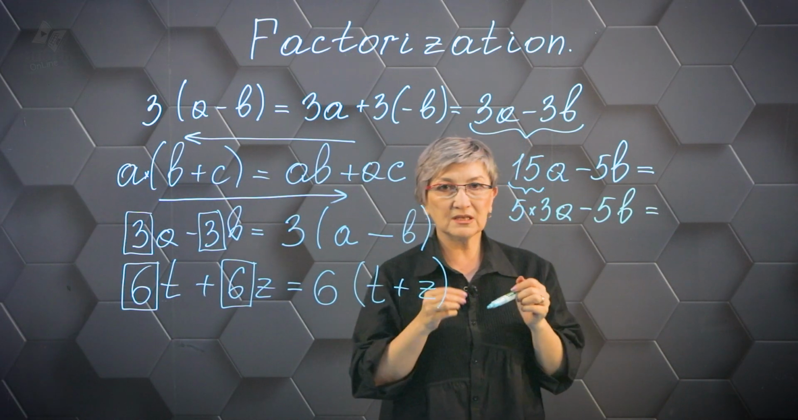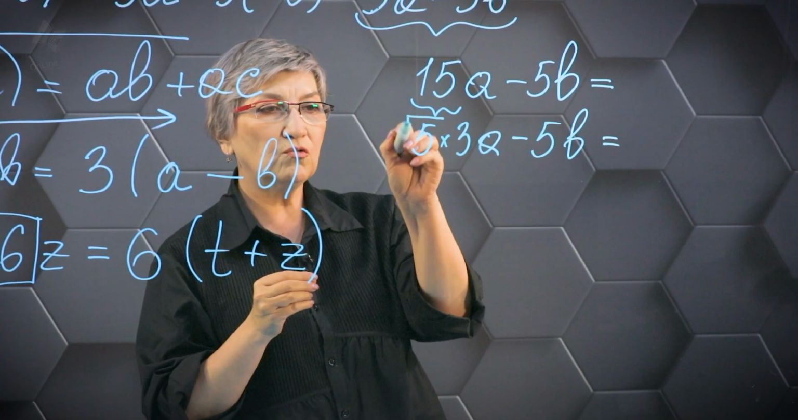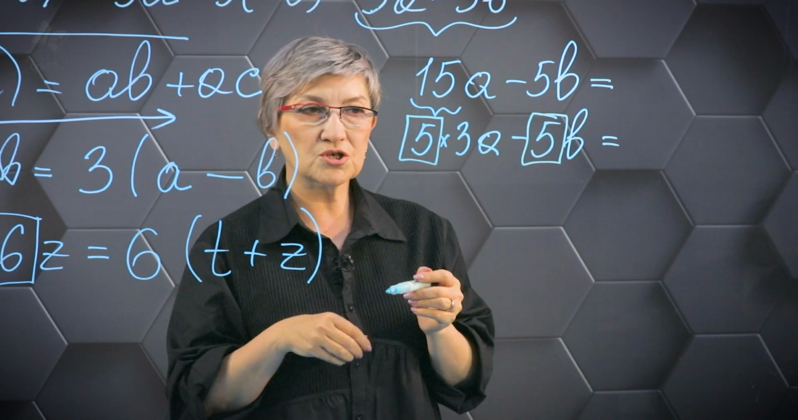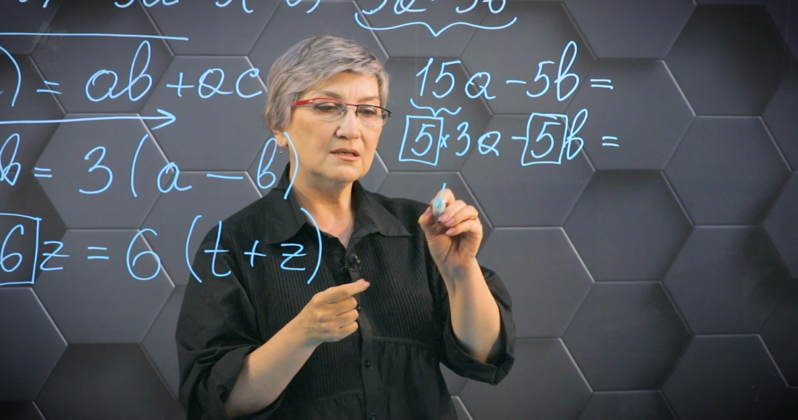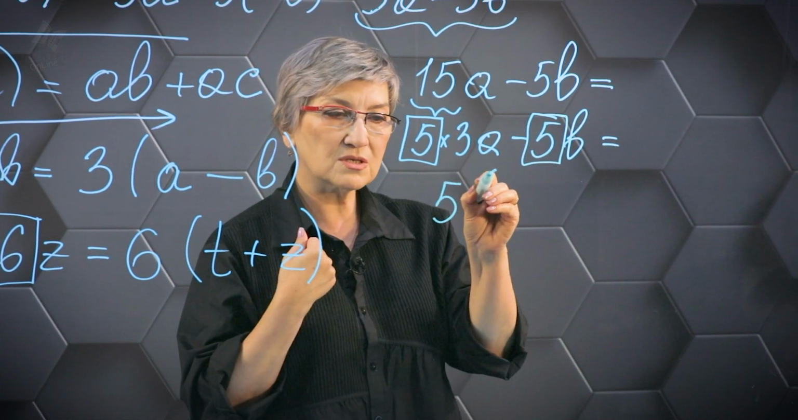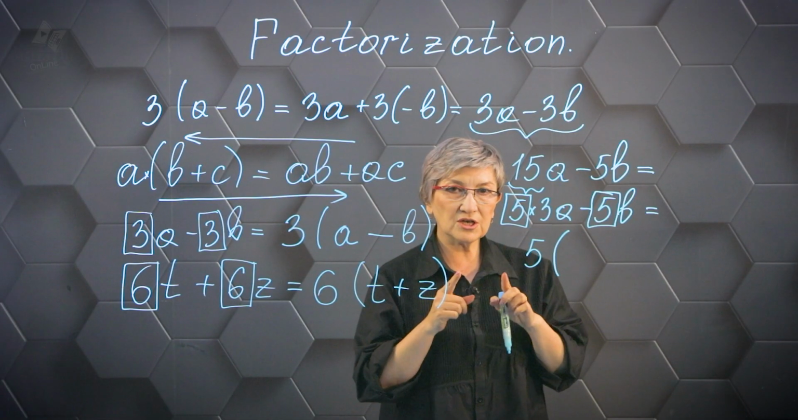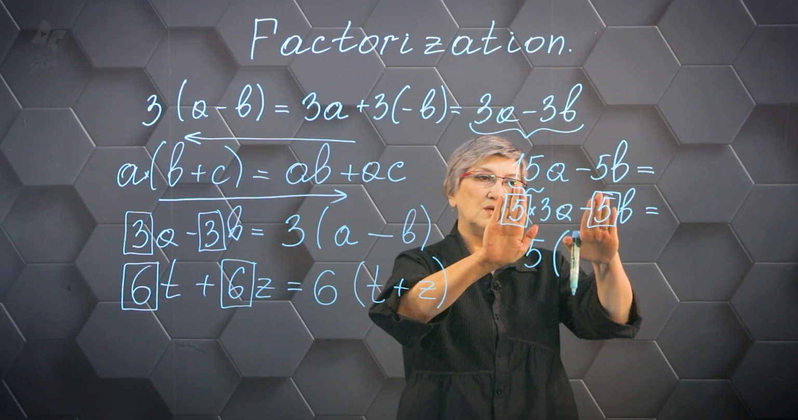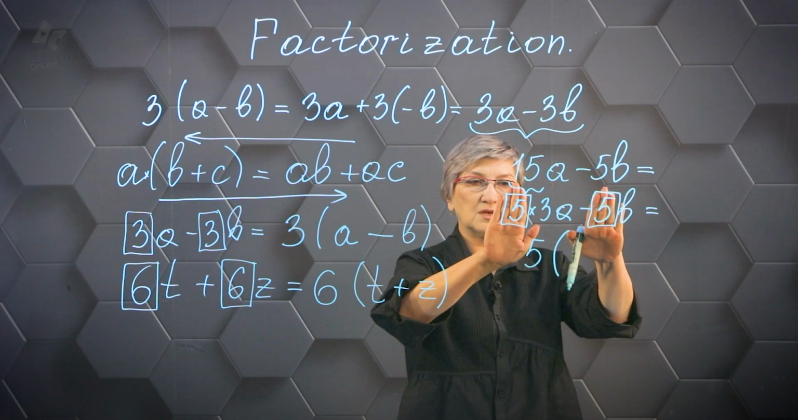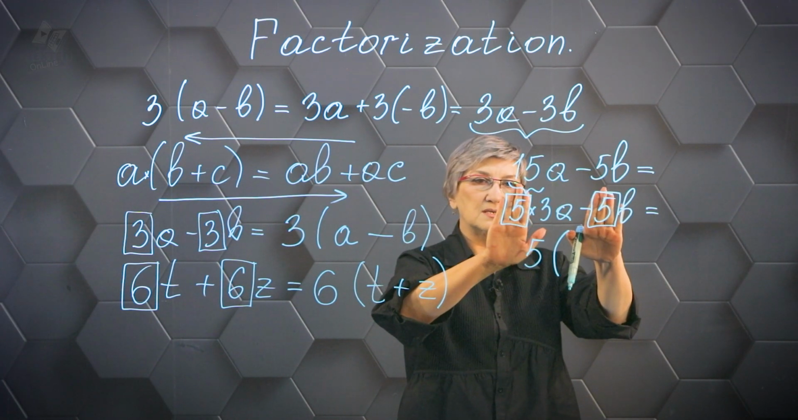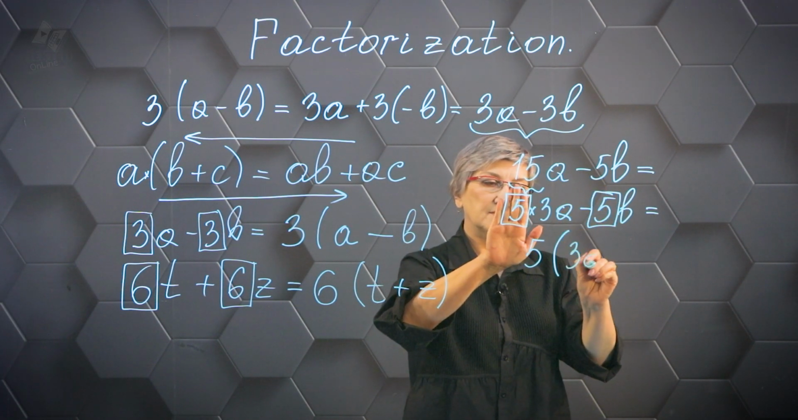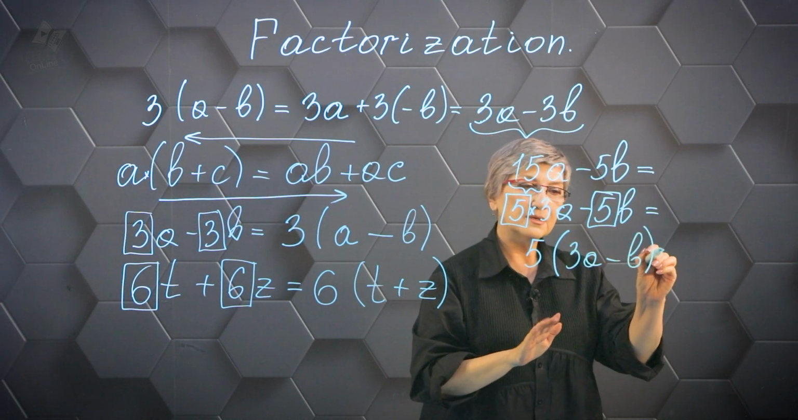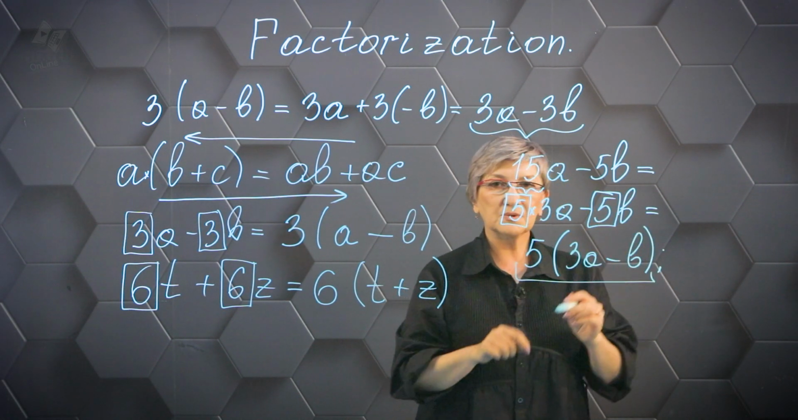And when I rewrite this example in a different way, I'll see that I also have a common multiplier. That's 5. Then I take the number 5 out of the parentheses. What expression do I have left in the parentheses? The 5 I take away and this 5 I take away. What is left as a result? 5 takes away 3a minus. I take away the 5, leaving b. The result is the product 5 times (3a minus b).